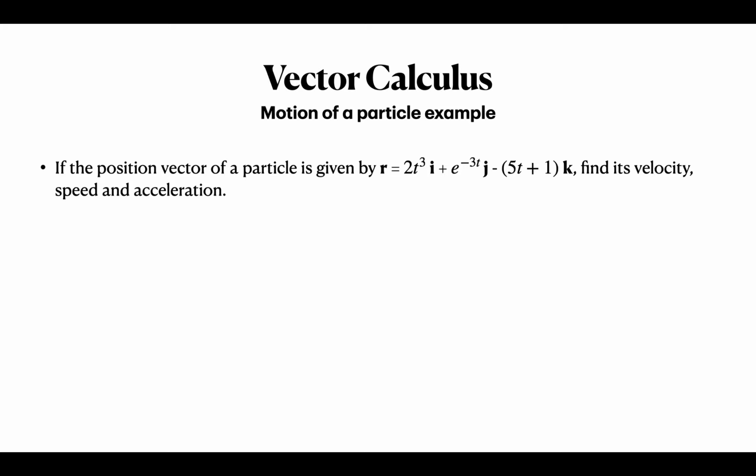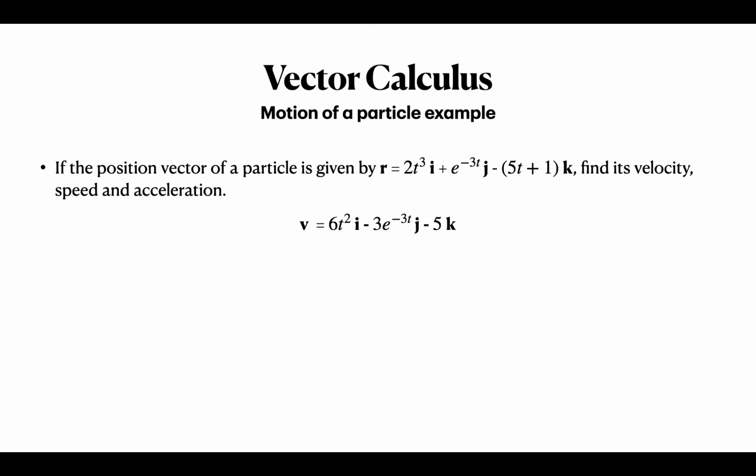Okay, so in this case, if you differentiate the i component with respect to time, you get 3 multiplied by 2, which is 6t squared. And when you differentiate exponential minus 3t, you get minus 3 exponential minus 3t j. And when you differentiate minus 5t plus 1 with respect to t, you just get minus 5. All right, boom, boom. That's all it is. So that's all velocity is.